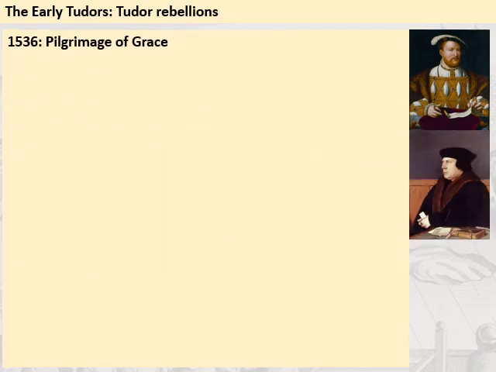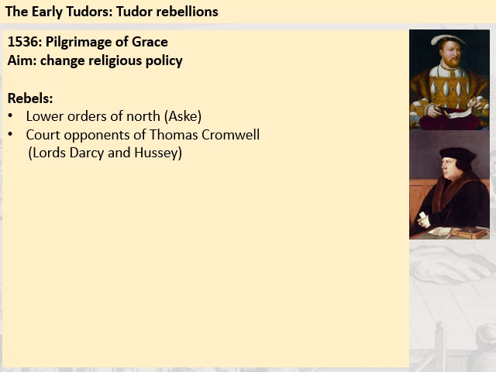So if we then fast forward to the Pilgrimage of Grace in the 1530s, where this time we have Henry and his chief minister Thomas Cromwell and their policies being opposed. This is primarily a religious rebellion, but there are social factors involved here too. Now we see again the lower orders being involved here. Now the lower orders were particularly concerned about Cromwell's religious policies.